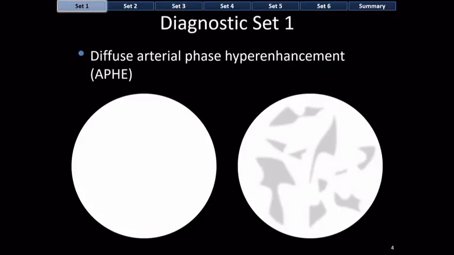Okay. So what do I mean by diffuse arterial phase hyperenhancement? I mean that the nodule enhances throughout. The outer third enhances, the middle third enhances, the sort of in-between part enhances. The enhancement might be homogeneous, as shown on the schematic on your left, or it might be heterogeneous on the schematic on your right, but the key thing is that the whole thing is enhancing.